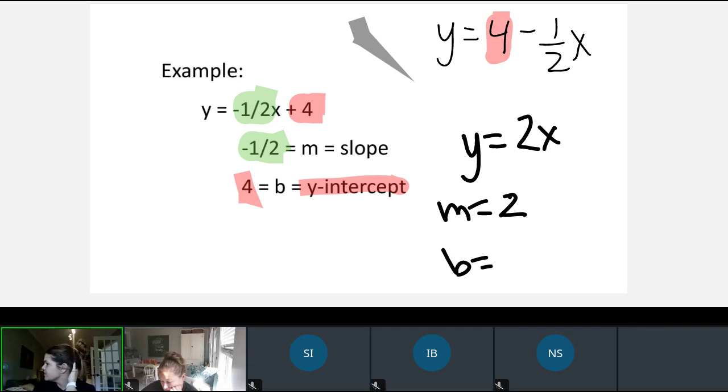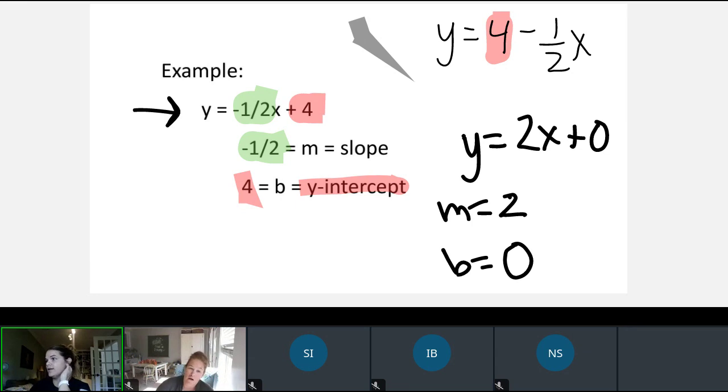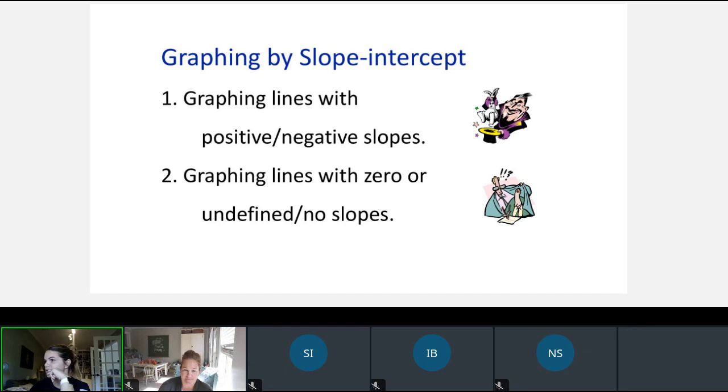Do you see a y-intercept? Good, Liv, exactly. It would be like having this plus 0 at the end. So the y-intercept would be 0. So now that we can identify from a linear function what our slope is and what our y-intercept is, let's talk about how to graph these.